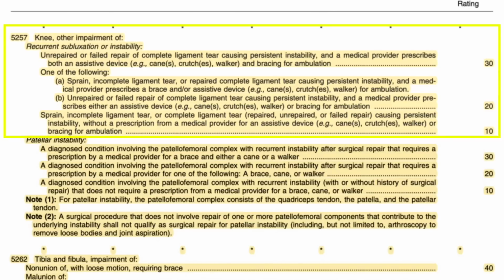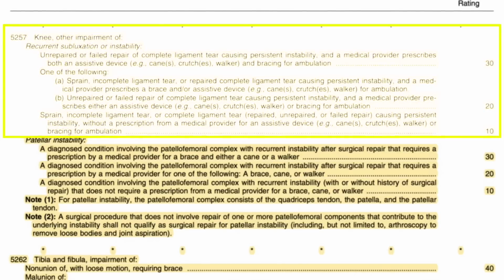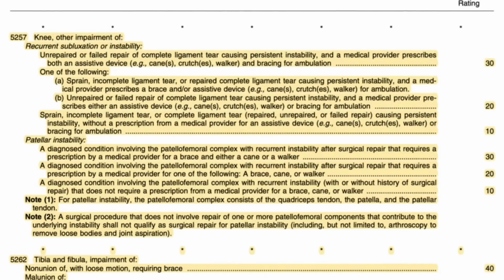So this is the 5257 code. This is a new part of the 38 CFR 4.71a. Subluxation or instability, I'll actually show you the definition of those a little bit later. It comes out of the M21-1 manual, which is a VA internal document that is a guide for the raters.